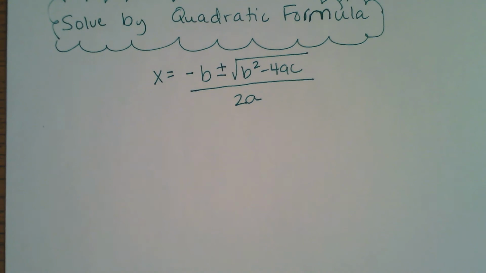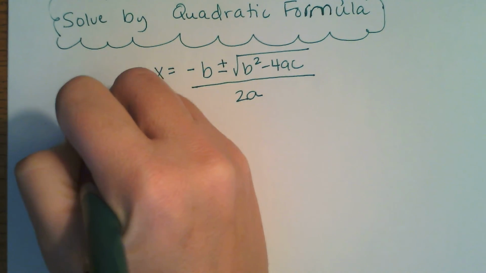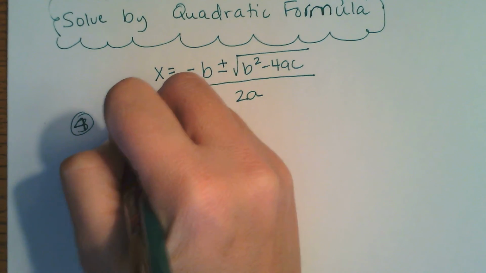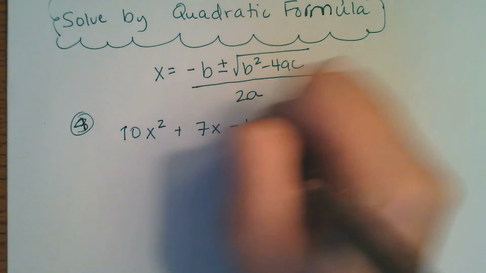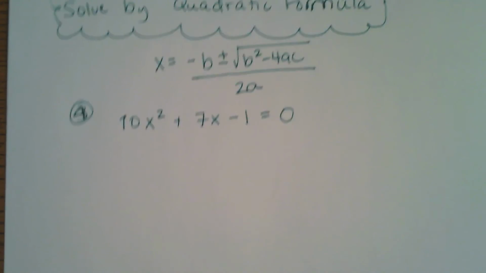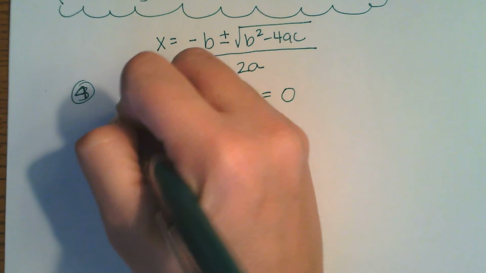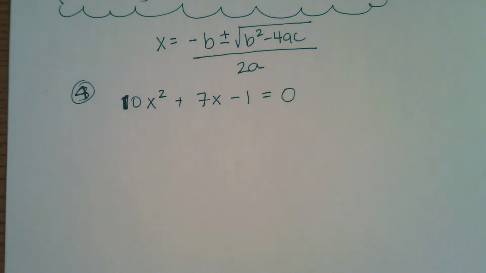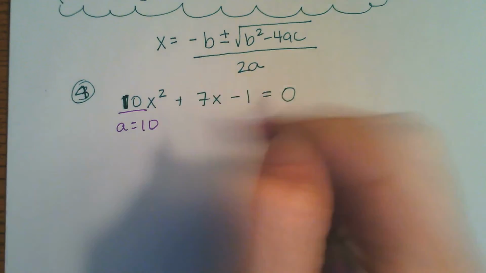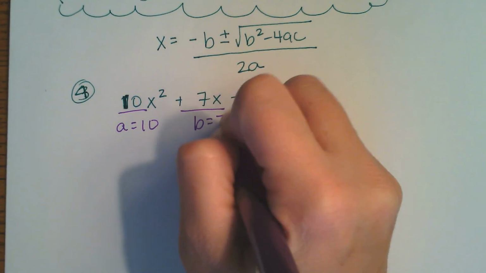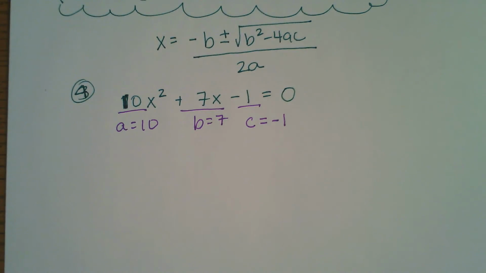So here we go. Number 4, 10x squared plus 7x minus 1 equals 0. That's a 10. A, B, and C, right? Yes. A is 10, B is a positive 7, and C is a negative 1. So make sure you bring the negative with that number.